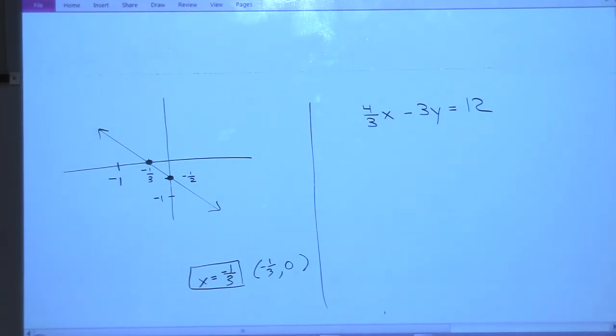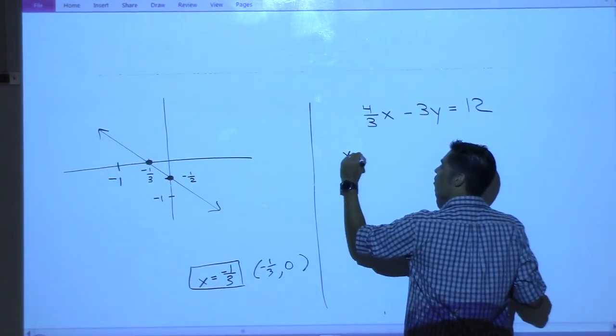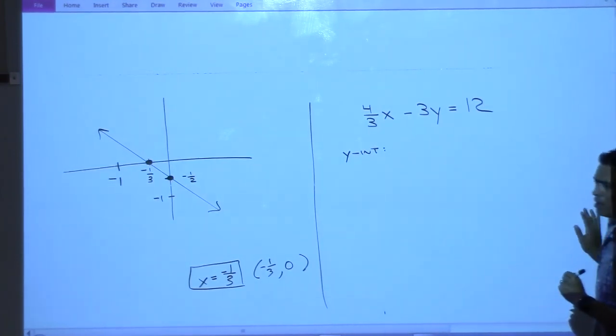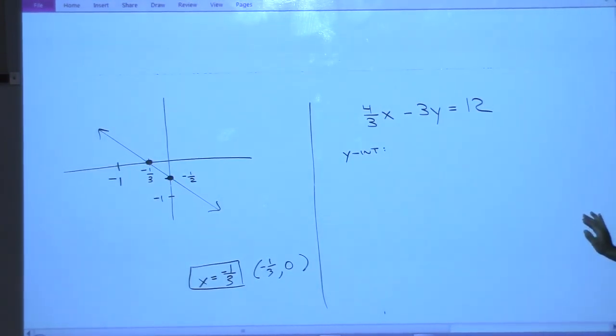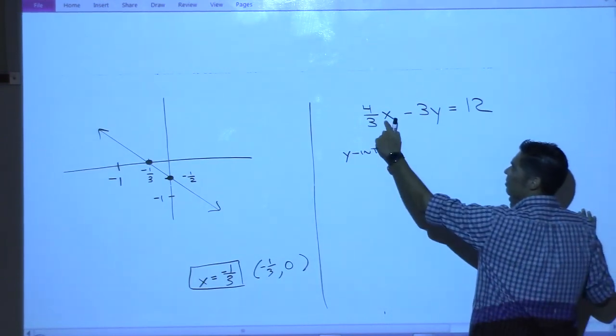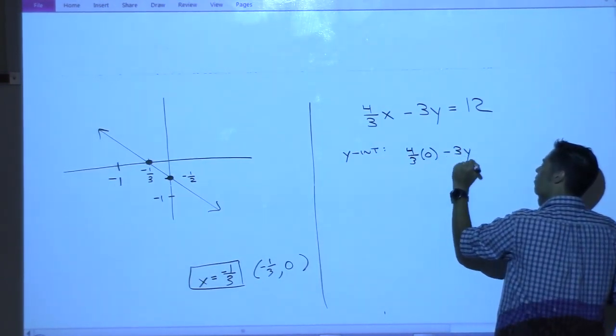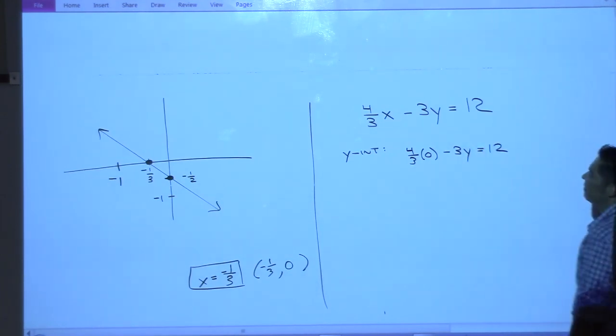In order to solve this, I think I'd go with solving for the y-intercept first. Any reason why? That's what you usually do? Okay, that's fine. If you're going to do that, you're going to replace what with what and solve? Just x with 0. So that term is going to go away, and then minus 3y equals 12, like that.